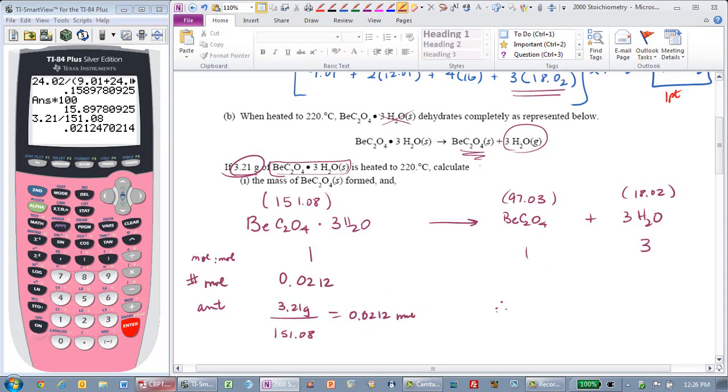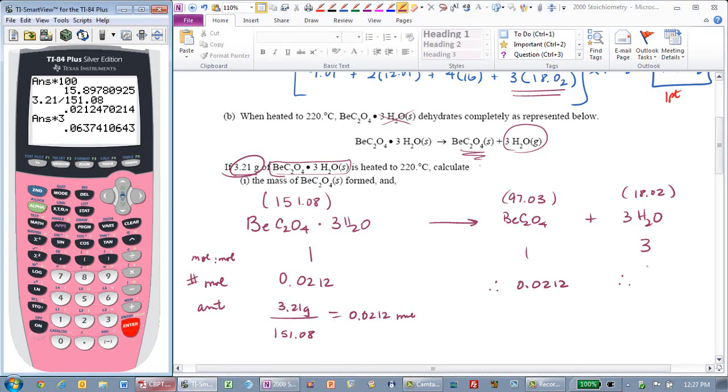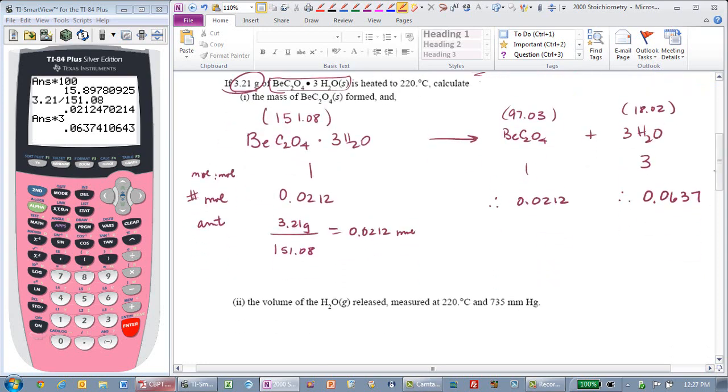So isn't this also then in moles, because it's also got a coefficient of 1? 0.0212. And then what would this last one be? What's sitting in my calculator, 0.0212 times 3? It's going to be off in the last digit, but that's okay. We give you a little wiggle room. 0.0637. Now I know moles of everything.